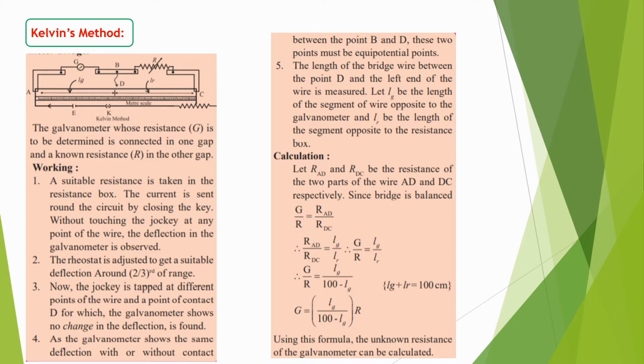Let us see, this is the diagram for Kelvin's method. By using this Kelvin's method we can determine the resistance of a galvanometer. In this case this is a galvanometer, and we can determine its resistance. In Kelvin's method, the galvanometer whose resistance G is to be determined is connected in one gap. It can be connected, suppose, in the left gap, and the known resistance R in the other gap.